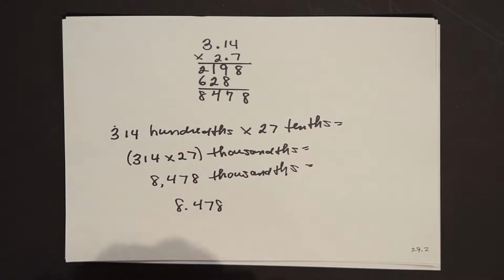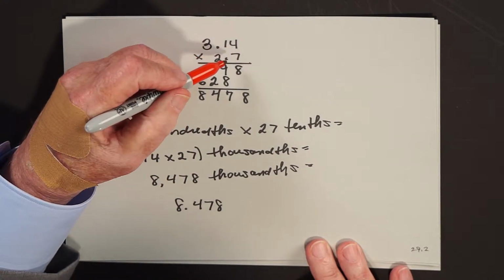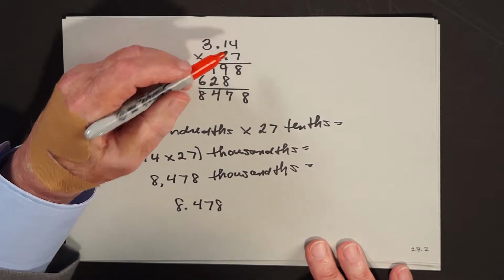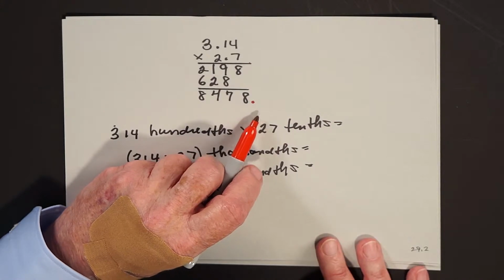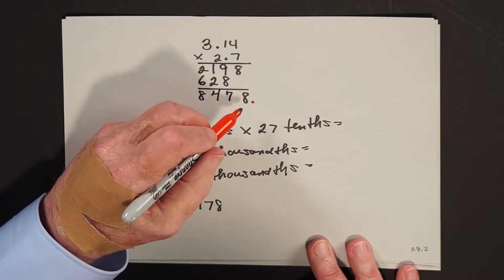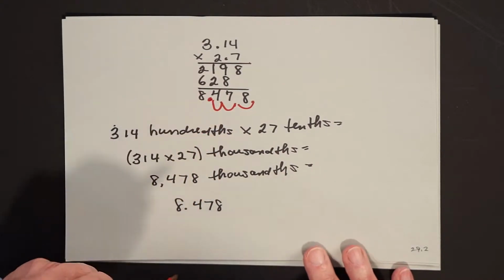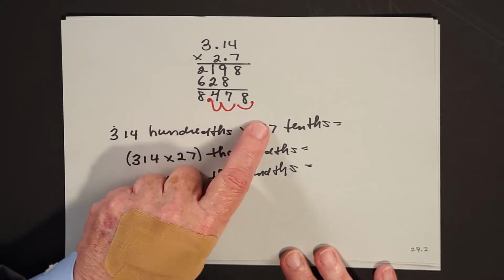But wait, we're not done yet. Now what you have to do is count the total number of digits to the right of the decimal points. Well, there's 2 digits to the right here, 1 digit to the right here, so the total is 3 digits. Starting at the end, after the digit furthest to the right, count in 3 digits, 3 columns in the right to left direction: 1, 2, 3, and put the decimal point over here. And lo and behold, the answer is 8.478.